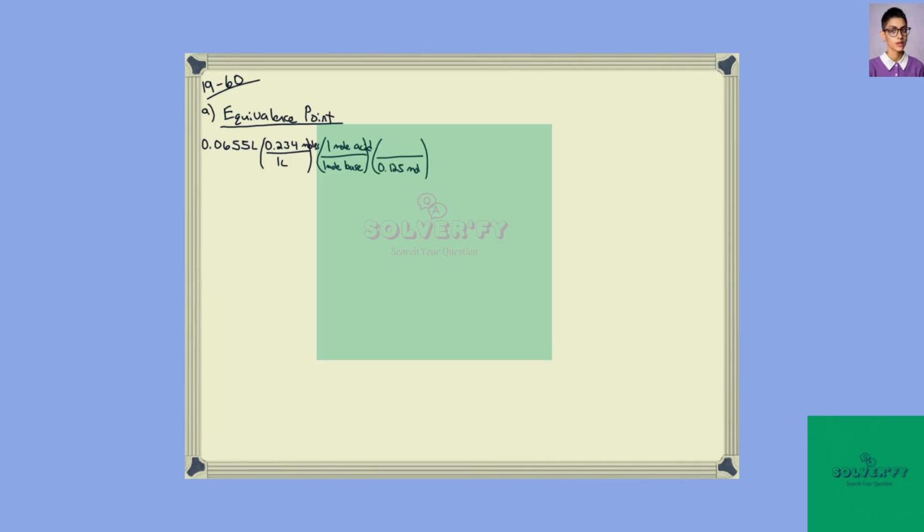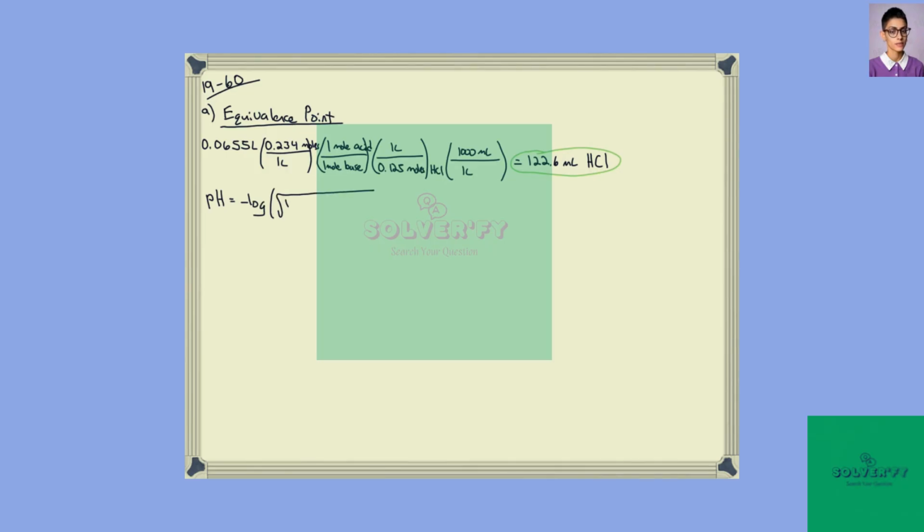Once we have the moles HCl, we can then divide by the molarity of HCl in order to get the volume of HCl required to neutralize this volume of 0.234 molar ammonia. But it wants it in milliliters, so we will multiply by 1,000, and we get 122.6 milliliters of HCl is required to neutralize 65.5 milliliters of 0.234 molar ammonia. Now that we know the equivalence point volume, we can calculate the equivalence point pH.